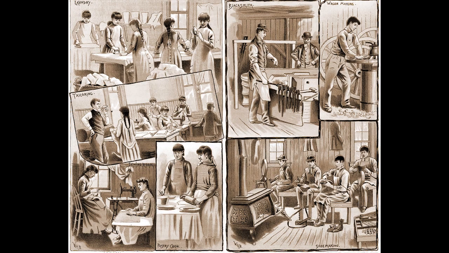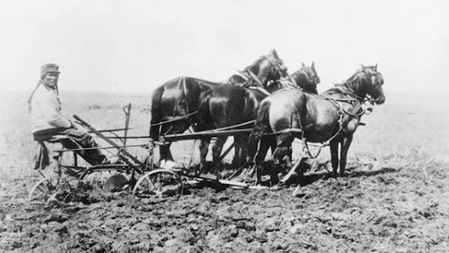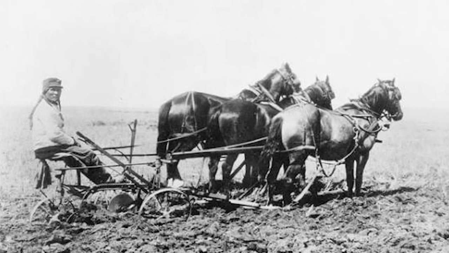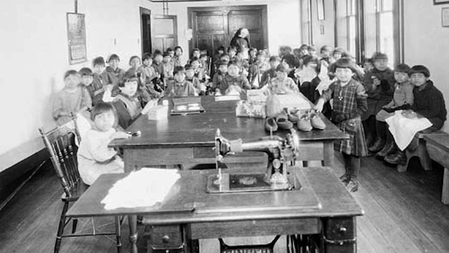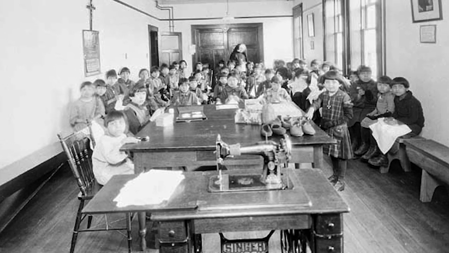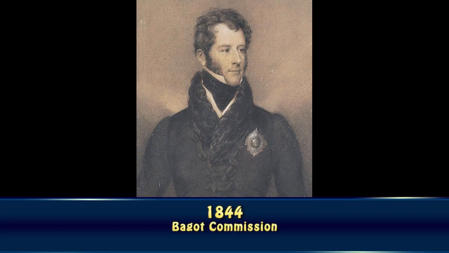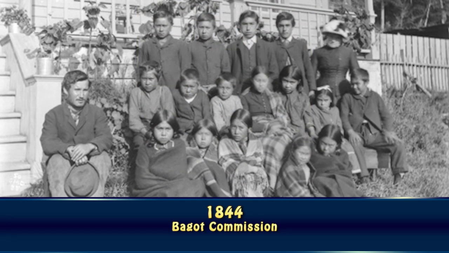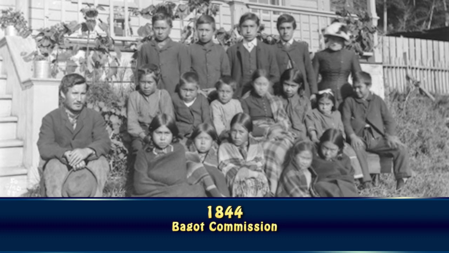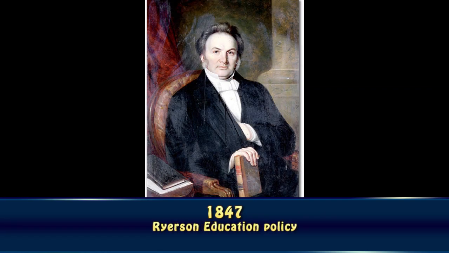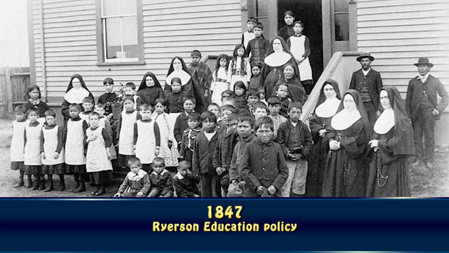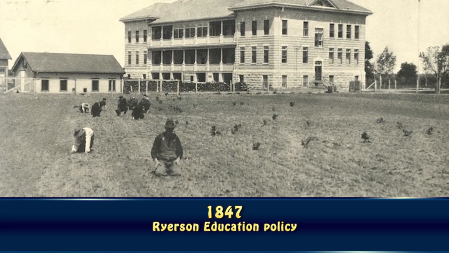The British government had its own ideas of what it wanted for the education of First Nations people. As well, assimilation of Indians into mainstream society was beginning to be discussed. The Bagot Commission report of 1844 proposed that the separation of children from their parents would be the best way to achieve assimilation. In 1847, Egerton Ryerson, Superintendent for Education, recommended that First Nations education focus on religious instruction and on agricultural training.